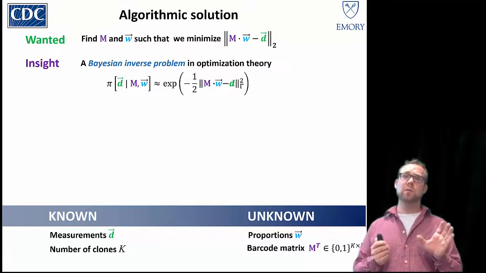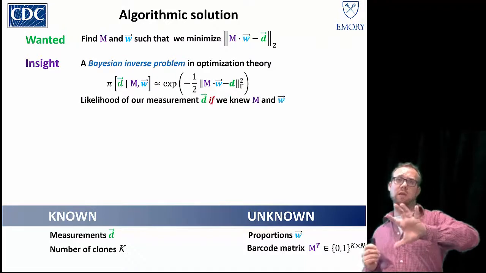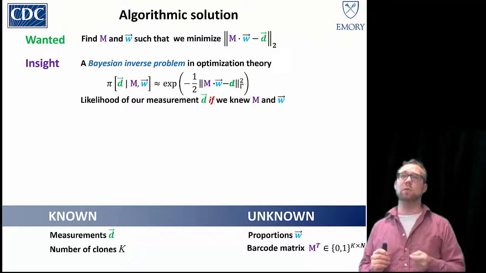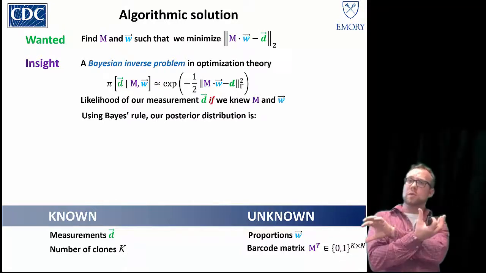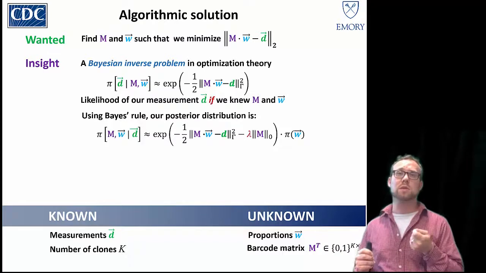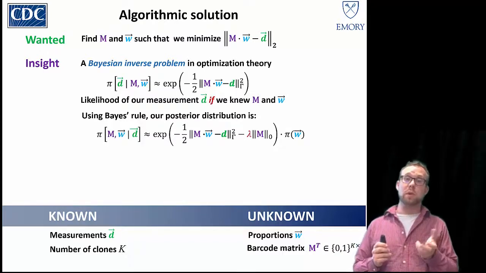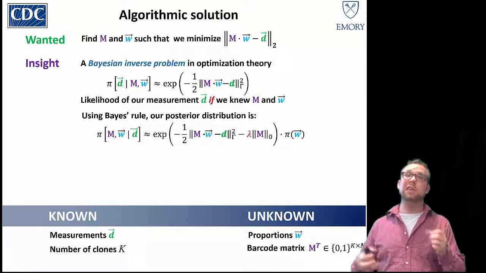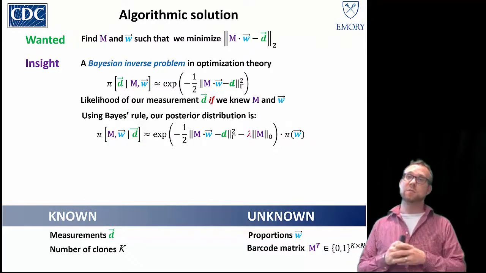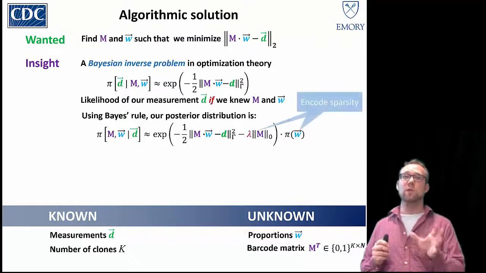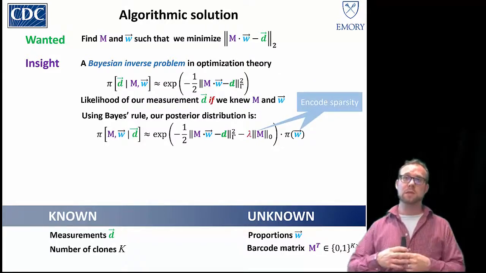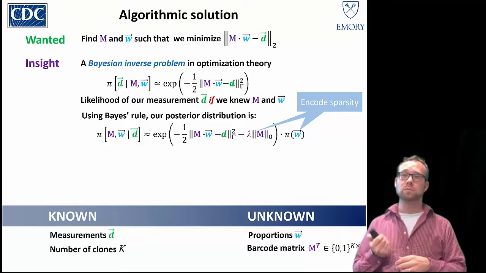If that is true, then we can use Bayes' theorem to take this likelihood, the likelihood of measurement if we knew both M and W, and turn it around using Bayes' rule and assess the posterior distribution, which is what we're really interested in: what's the probability that we'll see both M and W, given that we see the measurements D in the field. And that's this expression over here, which also encodes two things: a prior for sparsity, as well as something that minimizes the size of the solution.